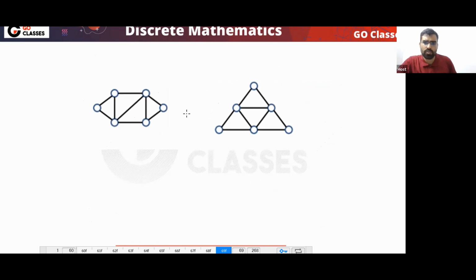Next, what about these two? Are they isomorphic or not? These are actually not isomorphic. What is the reason? This is degree 4, this is degree 4. I think the degree sequence will work here. This is the degree sequence here, and this is the degree sequence here. There is no vertex of degree 3 in this graph. So they are different because their degree sequence is different.